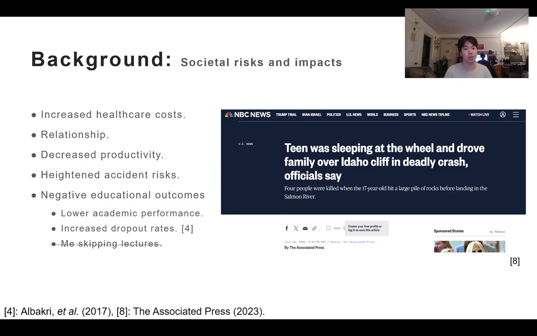There are also societal risks and impacts. We might have higher healthcare costs, damaged relationships, decreased productivity, higher accident risk, lower academic performance, and an increased dropout rate if we have declining sleep durations, and also me skipping lectures. And you can tell from the news on the slide, there's a teen who was fatigue driving, and that caused four people to be killed. So that is a very severe societal and safety consequence.